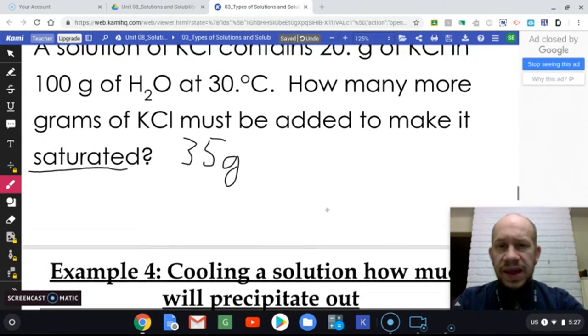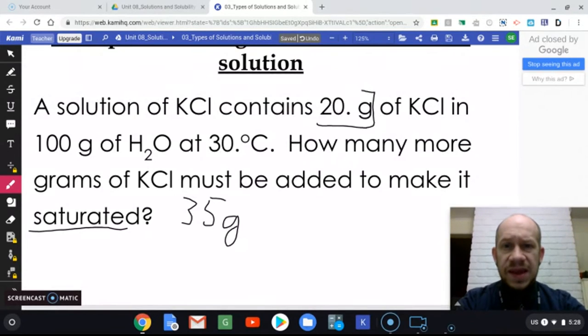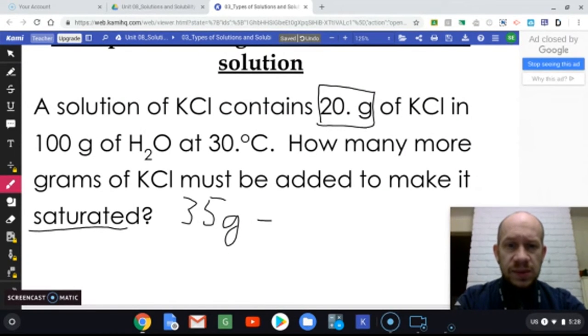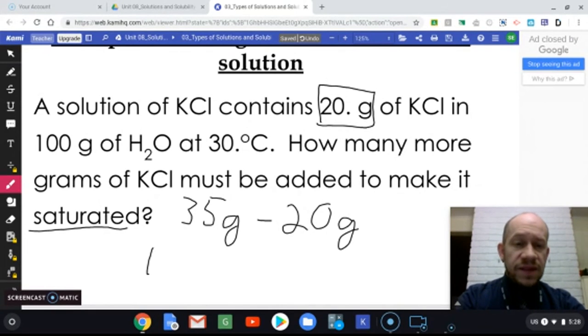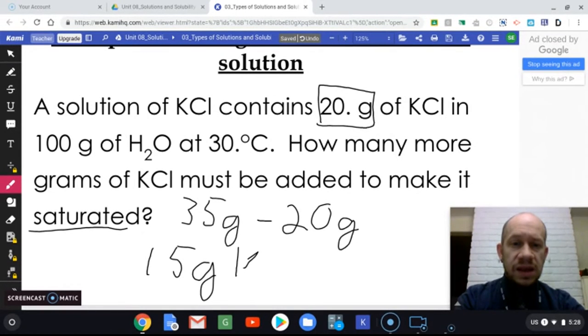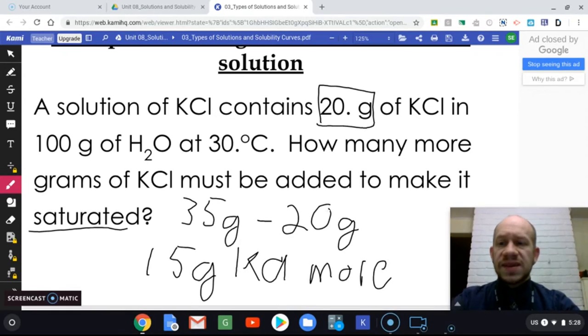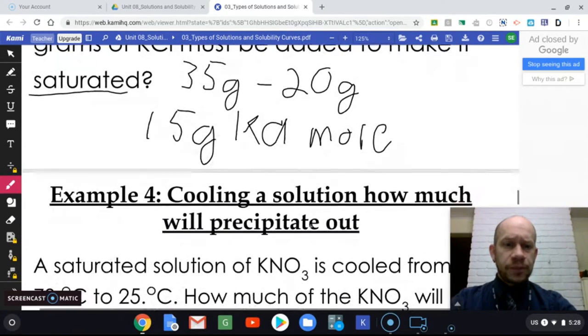I already have 20 grams inside my solution. So I'm going to subtract that 20 grams, and that will get me 15 grams. I have to add 15 grams of KCl more in order to get a saturated solution.